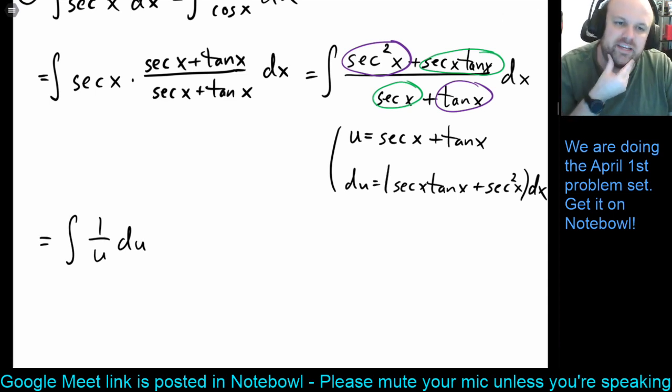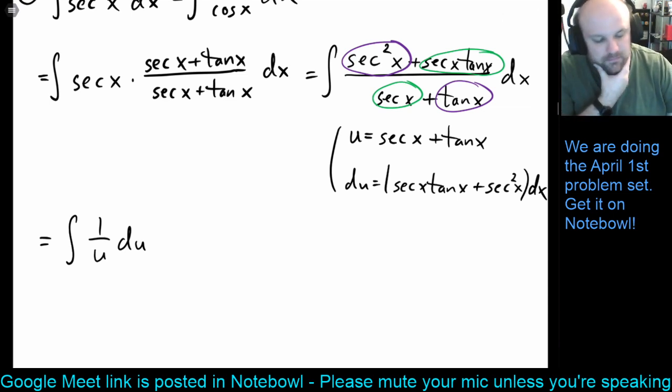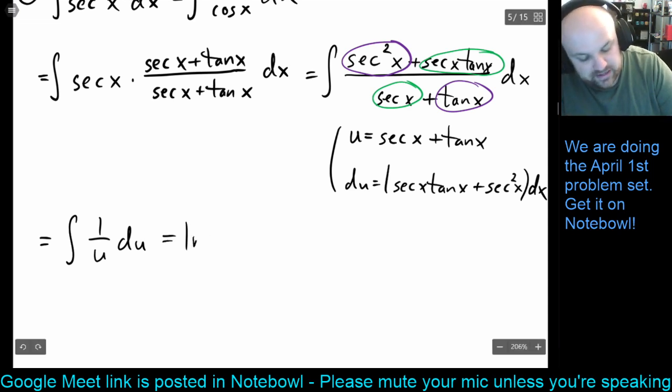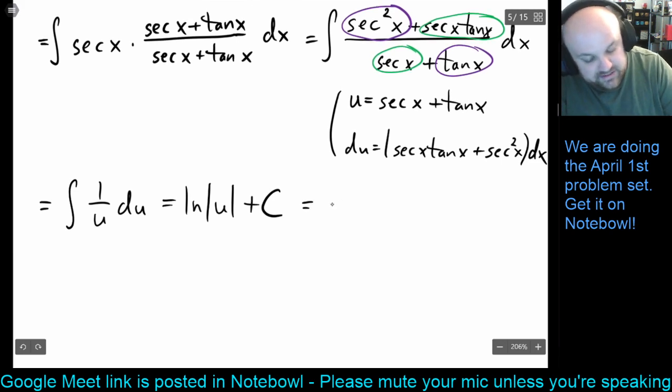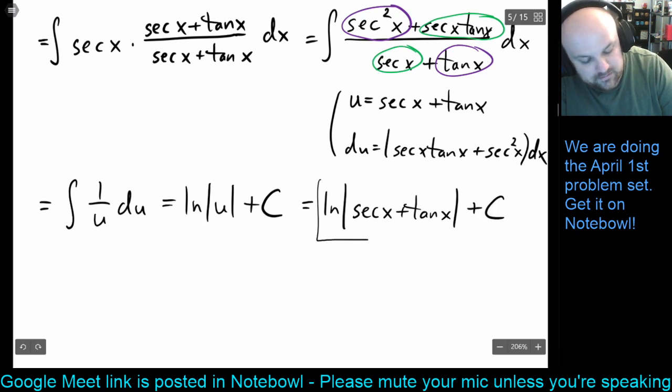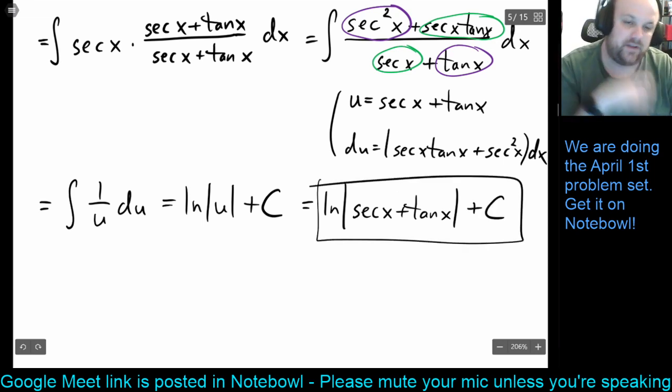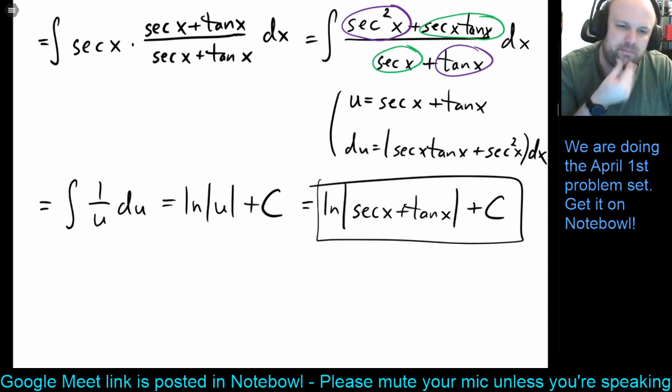So it's a little bit tricky, that one. But this is how you can do this with u substitution. So we get ln of absolute value of u plus c. And so the final answer would be ln absolute value secant x plus tangent x plus c. And there you go. So a bit of an odd answer, right? But it actually works out pretty well. Any questions there?